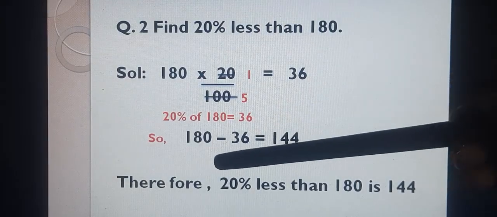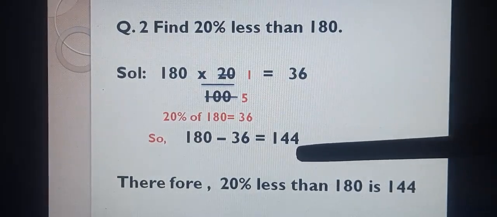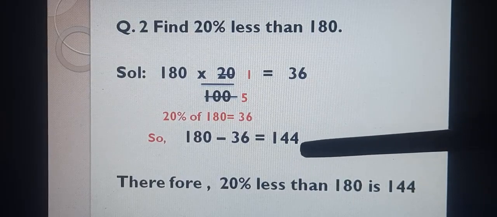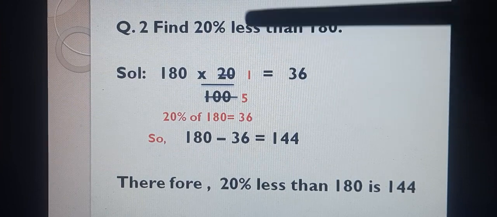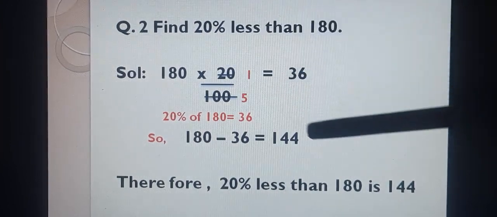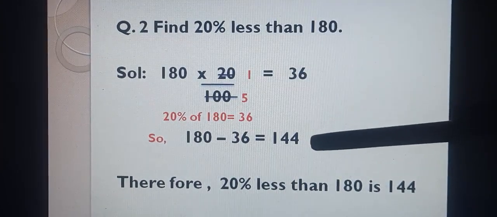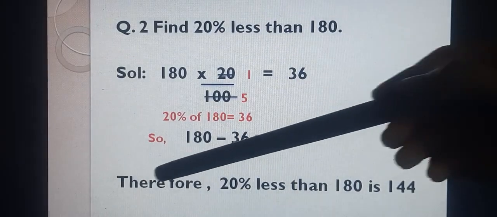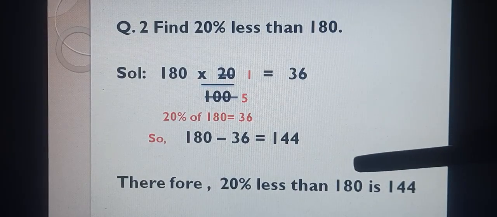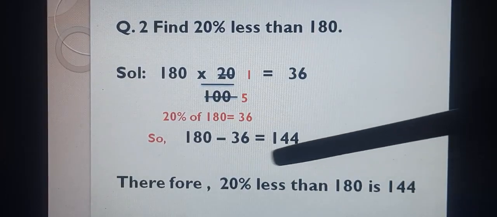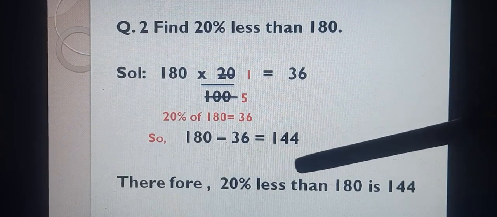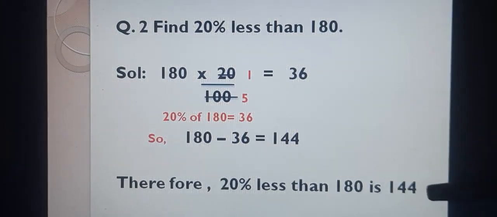So 180 minus 36 is equal to 144. You subtract 36 from 180, only then you will know how much less it is. So after subtraction we are getting 144. Therefore 20% less than 180 is 144. If we reduce 180 by 20%, how much will it become? It will become 144. Right?